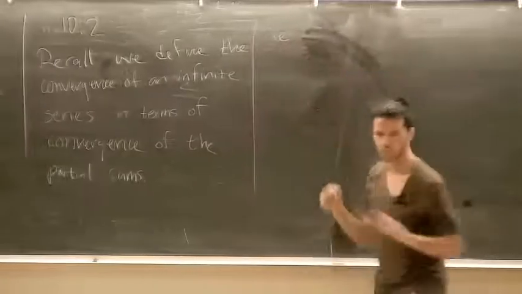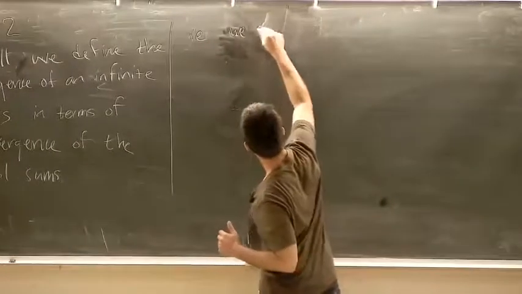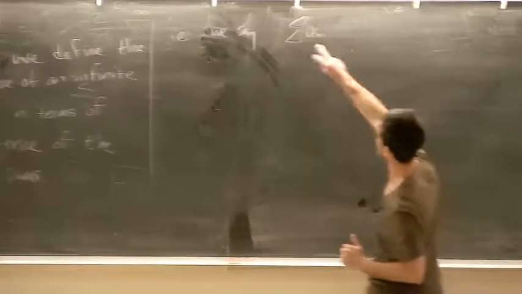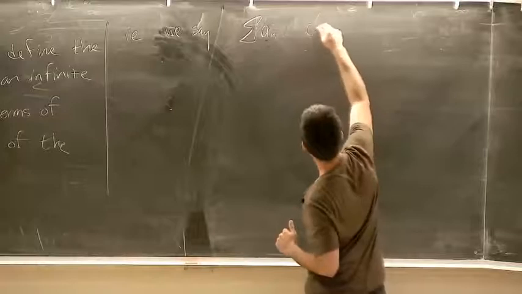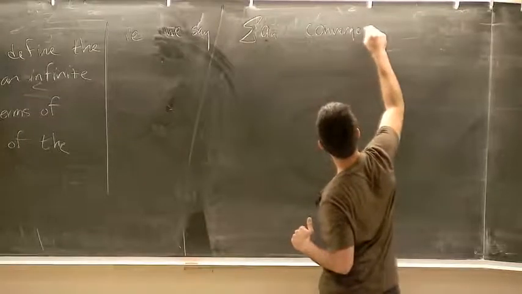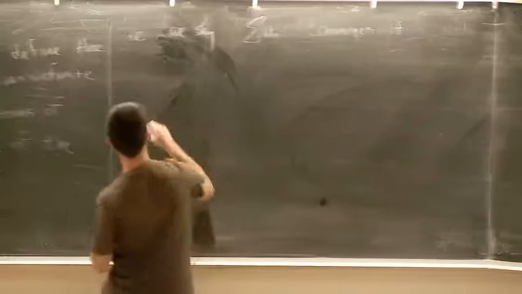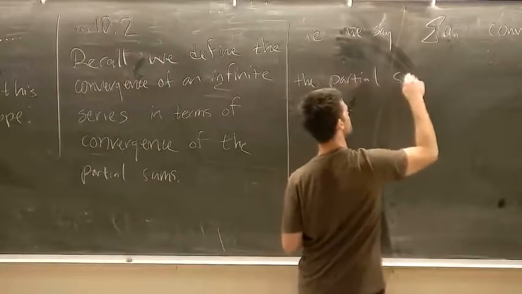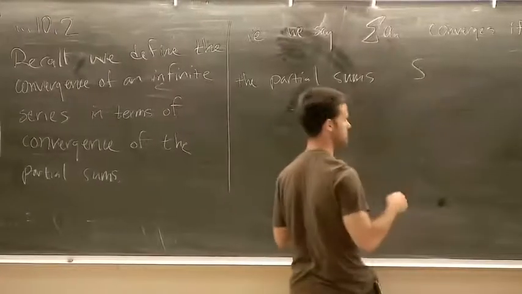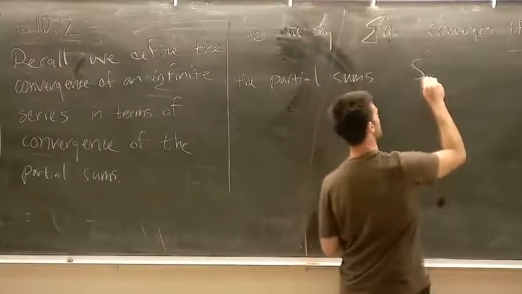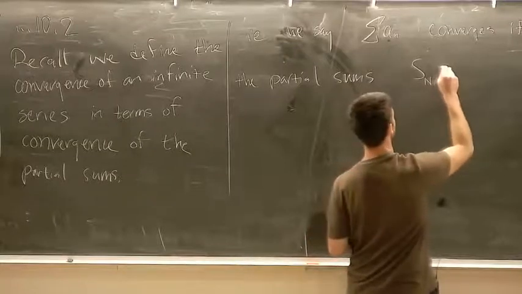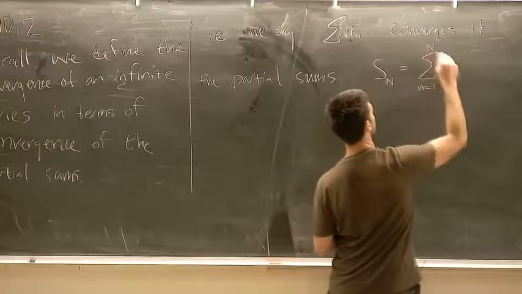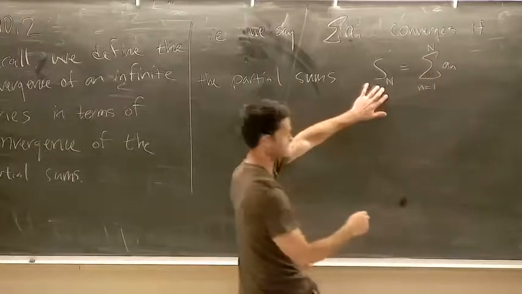So here's the notation. If I just write the summation symbol and some term, we say that this converges if the partial sums, which we usually use the letter S for, and I'll use a subscript capital N, so that's the sum from little n equals 1 to capital N, form a sequence that converges.